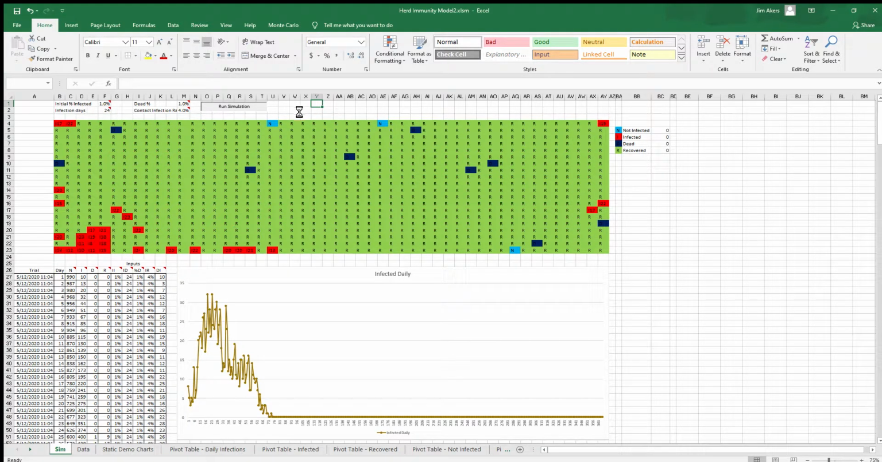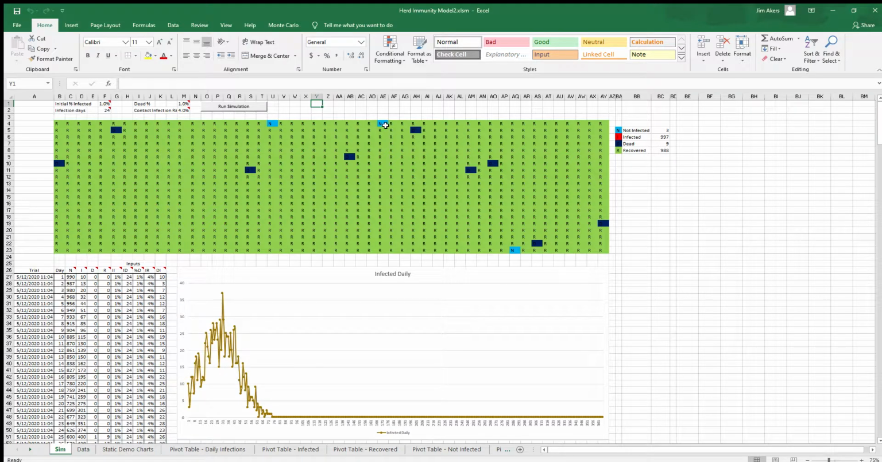You've got a couple of bubbles up here where the cells were surrounded by recovered people before they could be infected. So that was kind of a little local instance of herd immunity. The virus couldn't pass through the recovered people that were around. We had a total of 3 people not infected, 997 infected, 9 died.